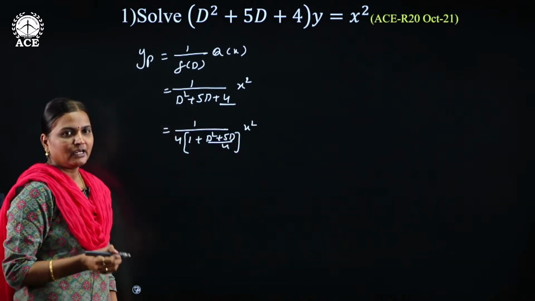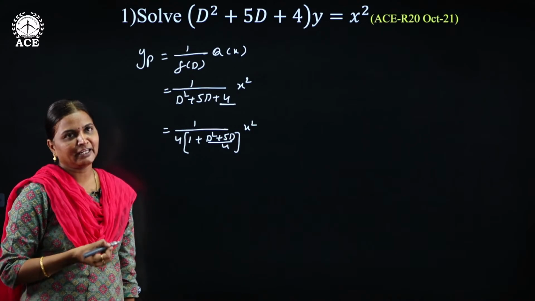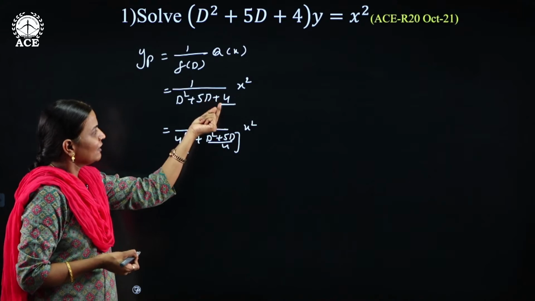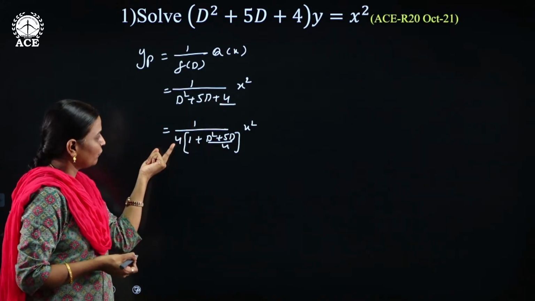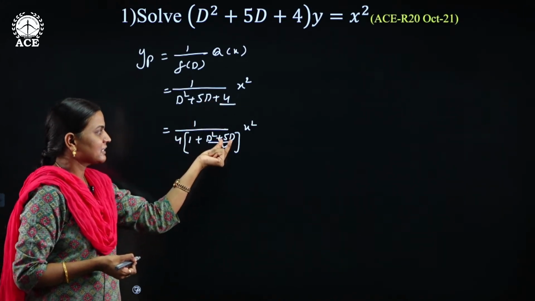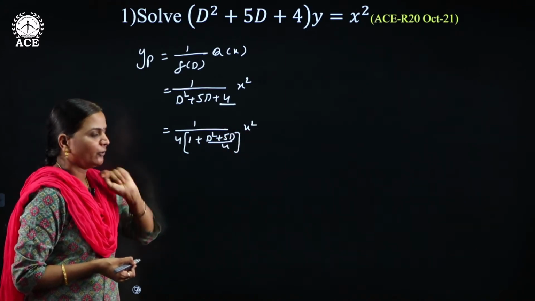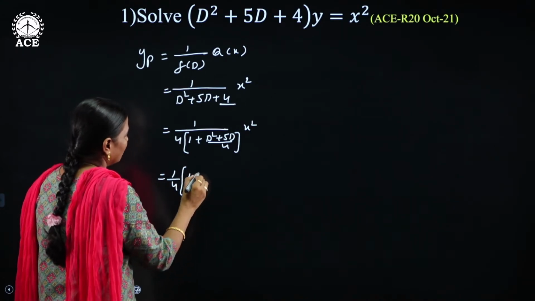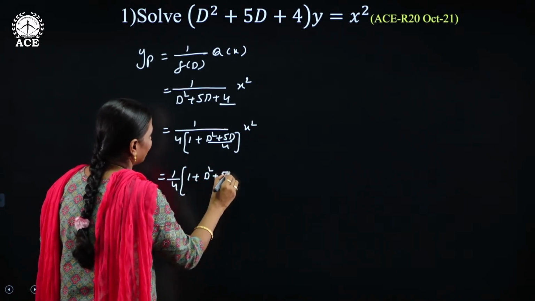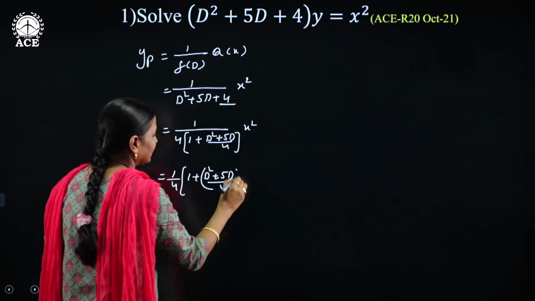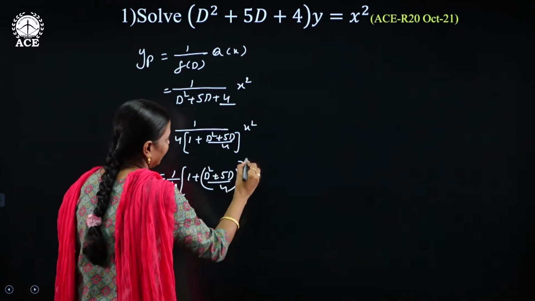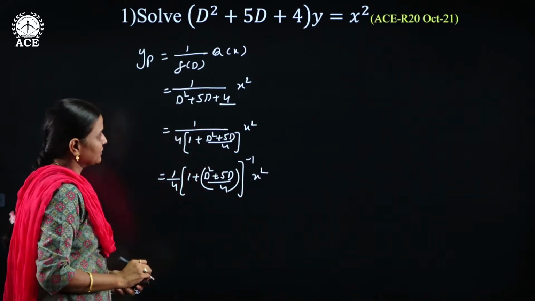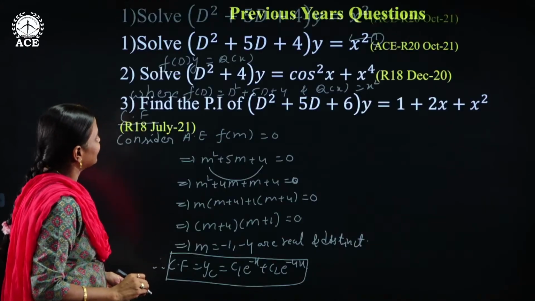What is our procedure? Reduce 1 by f of D into the form of 1 by 1 plus or minus function of D. So here 4 is the lowest degree term. If we take 4 outside, which is 1 plus D square plus 5D by 4 into x square. Again, how to write this one? 1 by 4 into 1 plus D square plus 5D by 4. Consider this as one function, whole inverse x square. So what is the expansion? 1 plus D whole inverse expansion.